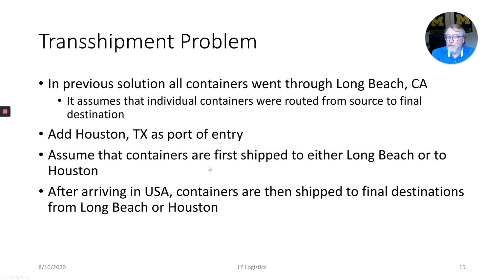But once all the containers get to Long Beach or Houston, then they're put on trucks and shipped to their destinations. So there's really 2 sets of decision variables. Do you want to ship to Long Beach or do you want to ship to Houston? And then once your containers end up at Long Beach and Houston, they get off the container ship onto semi-trucks, and then from there, they're allocated to the different cities in the United States.